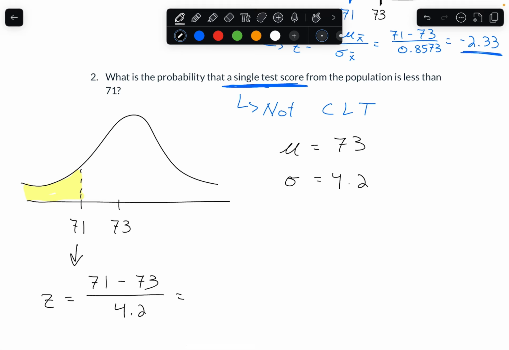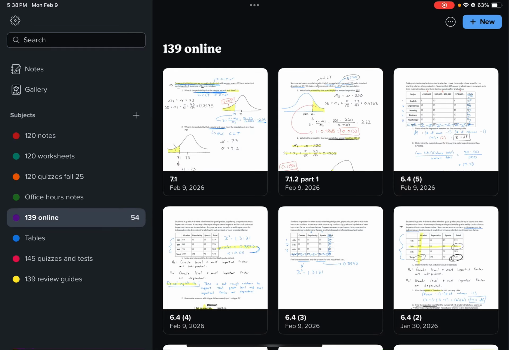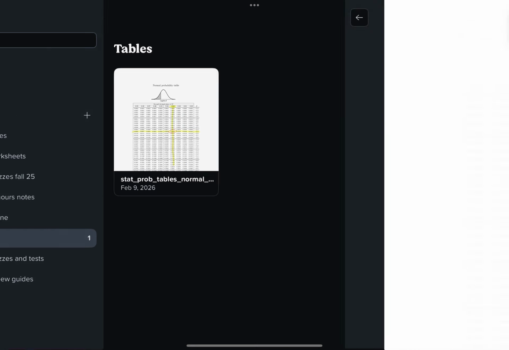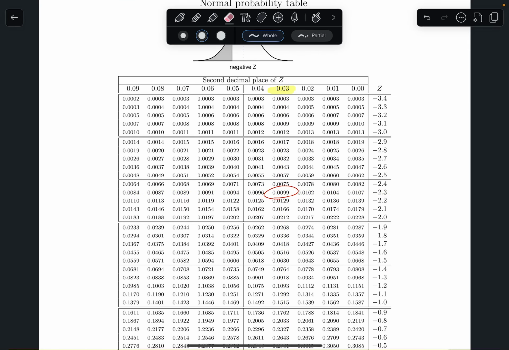And we end up with negative 0.4762, actually 48 if we round to 2 decimal places. So negative 0.48 for our z-score, and then we would, of course, go and consult our z-table in order to find the area to the left of that. So let's do that one last time to finish up. We're looking at z equals negative 0.48.